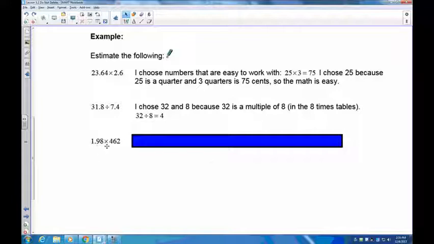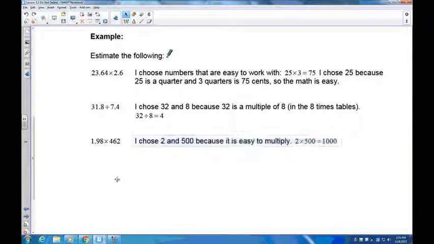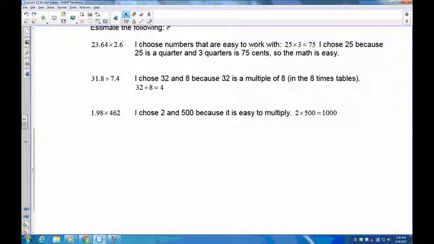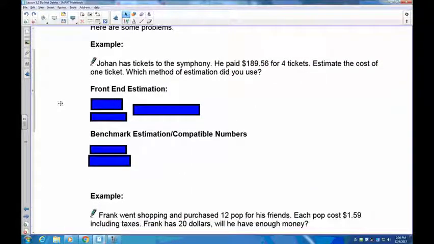And the last one: 1 and 98 hundredths times 462. This number here is very close to 2, so I'm going to round that to 2. And of course, 462, I'm going to round that to 500. Or you probably could round it to 450. Doesn't matter, whichever one you're comfortable with. 2 times 500 is 1,000. 2 times 450 is 900. All right, the 450 is definitely more accurate. And if you're really interested, 460 times 2 is even more accurate. It all depends on what you're comfortable with, because these are your compatible numbers, not necessarily the person beside you.